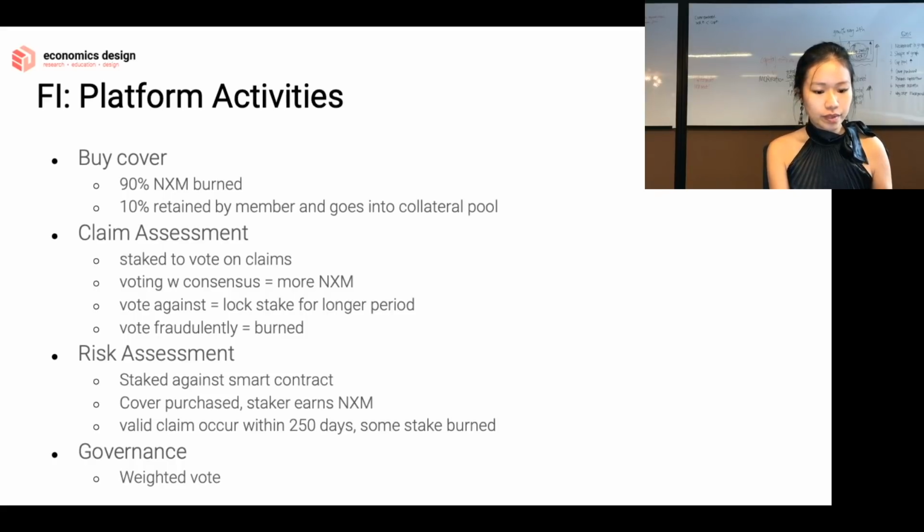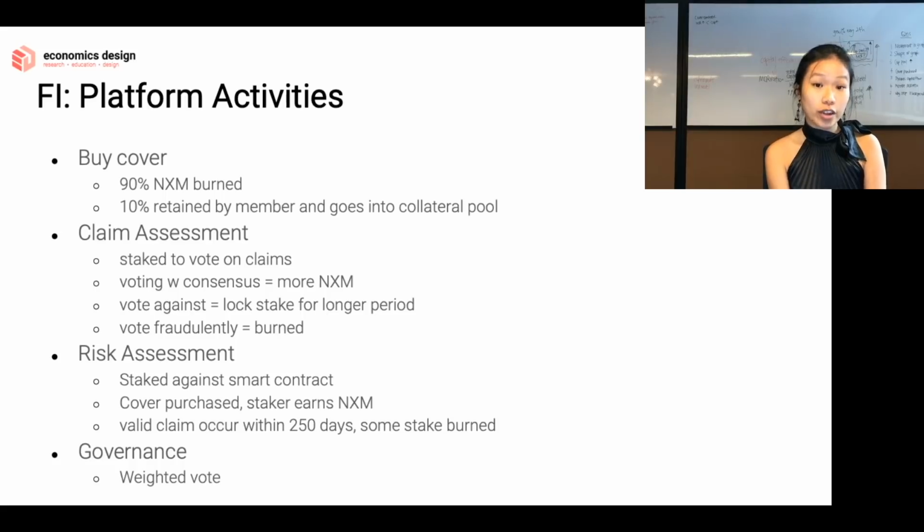And then if there is a claim, some of the stakes will be burnt. So the NXM that you staked, some of it will be burnt. You will still keep some of it, but some will be burnt. It's almost like punishment for not auditing the smart contract well enough to realize that there is a bug. Something along those lines. So that's how you use tokens to align incentives.